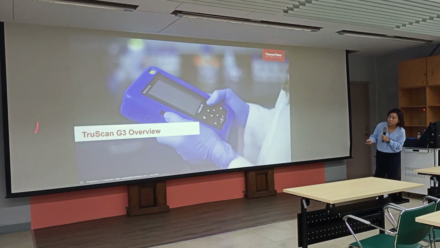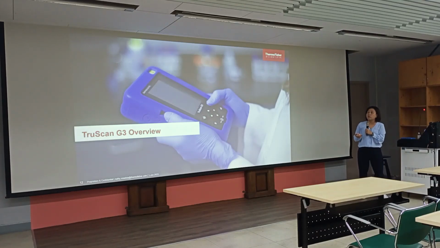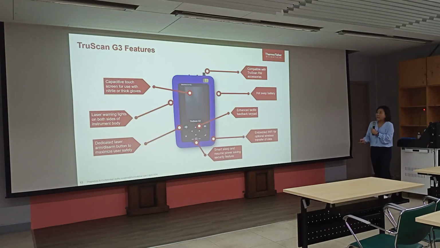Okay, so I will go through the TruScan G3. For today's focus, we will go for the handheld Raman. TruScan G3, we just launched last month. And there are a lot of new features coming out from the G3 compared with our current TruScan RM. This is the laser aperture that you will point to your samples to acquire the spectrum. And it can be attached with different types of accessory.